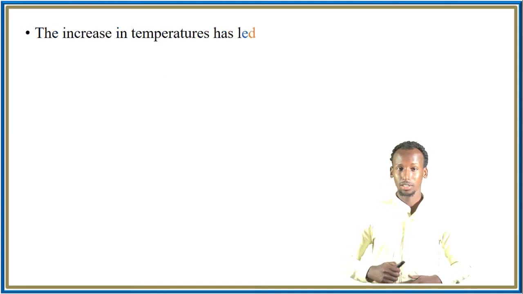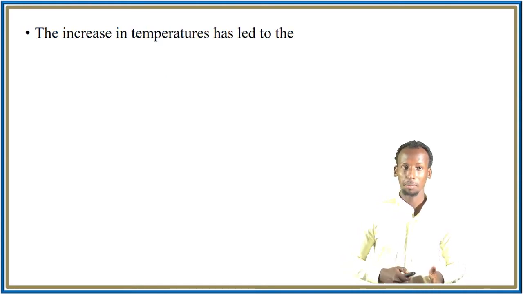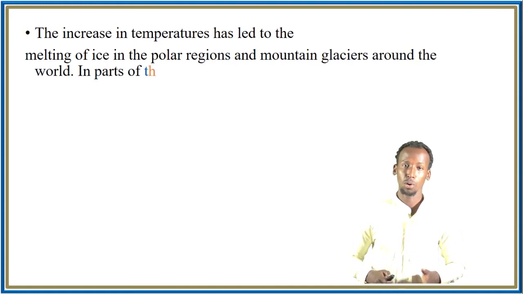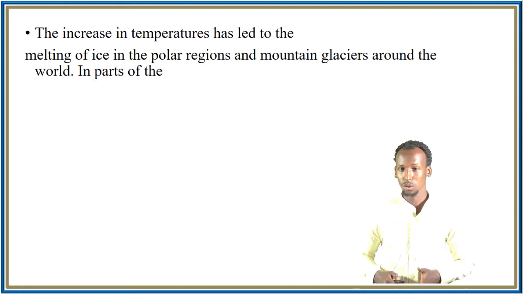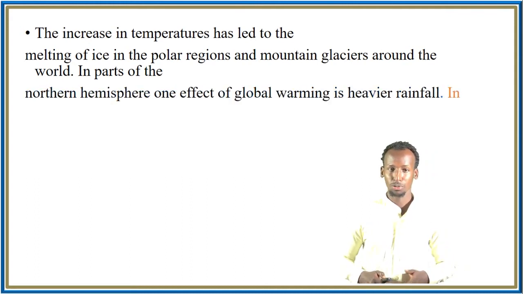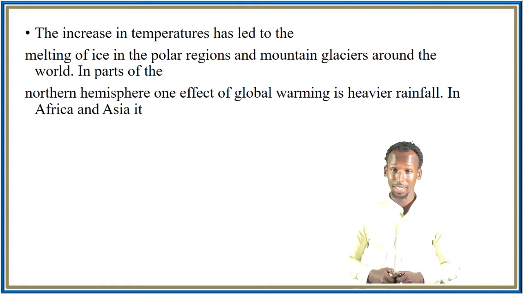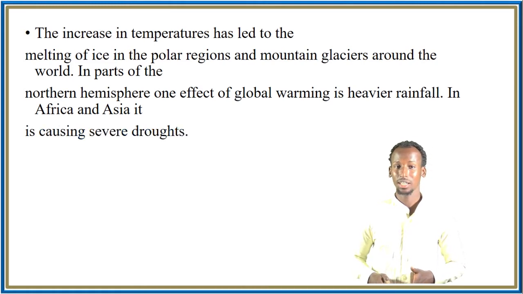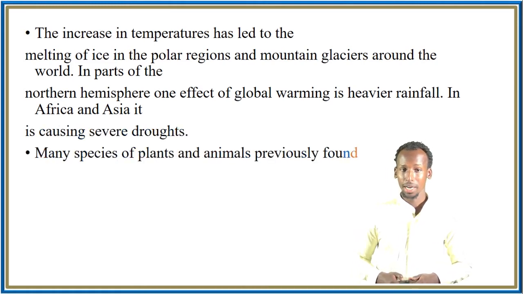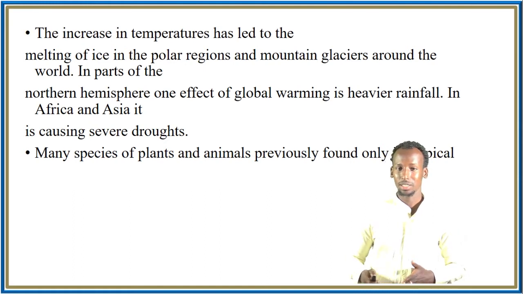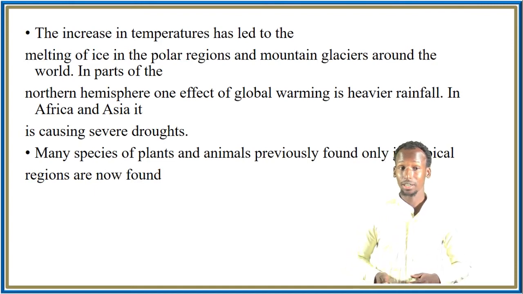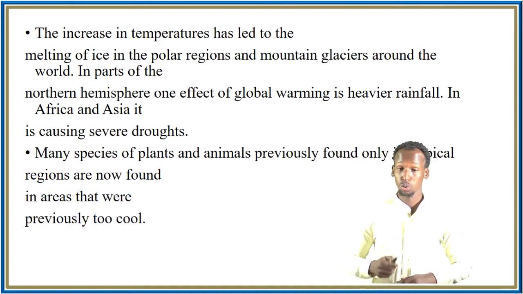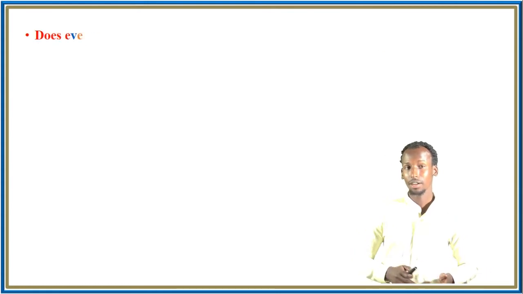The increase in temperatures has led to the melting of ice in the polar regions and the mountain glaciers around the world. In parts of the northern hemisphere, one effect of global warming is heavier rainfall. In Africa and Asia, it is causing severe drought. Many species of plants and animals previously found only in tropical regions are now found in areas that were previously too cold. Does everyone agree?